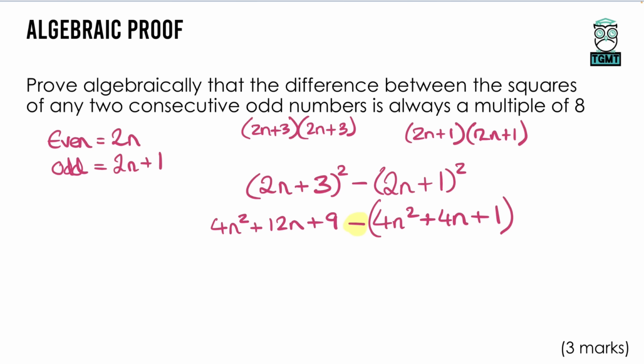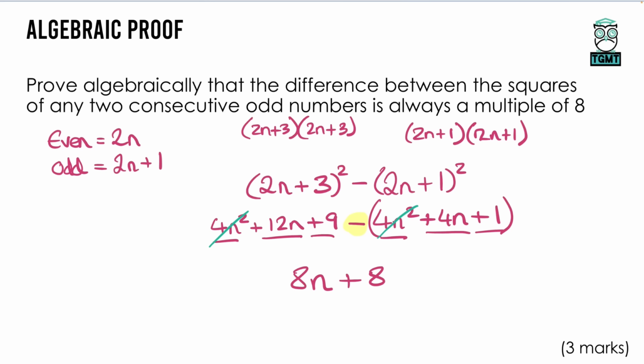So we have 4n squared, take away 4n squared. Well, actually they just cancel out, so they disappear. We don't need to worry about the n squareds. We then have 12n, take away 4n, so that leaves us with 8n. That's a good sign because it did want us to show that it's always a multiple of 8, and anything times 8 is going to be a multiple of 8. And then we have plus 9 and take away the 1. 9 take away 1 leaves us with 8. So there we go. We're definitely in a good position here.